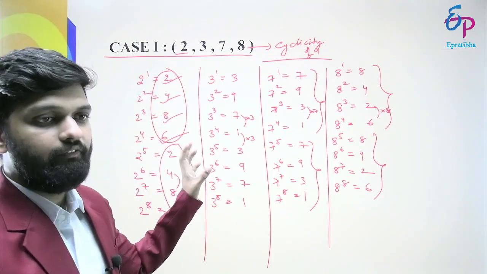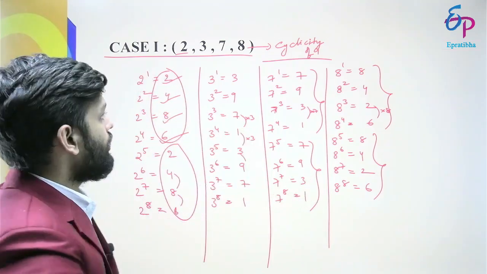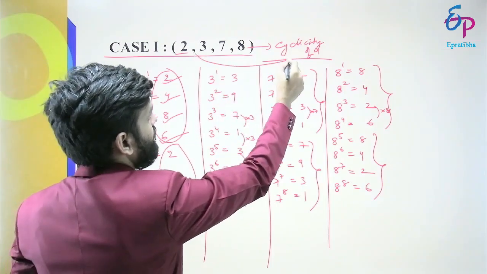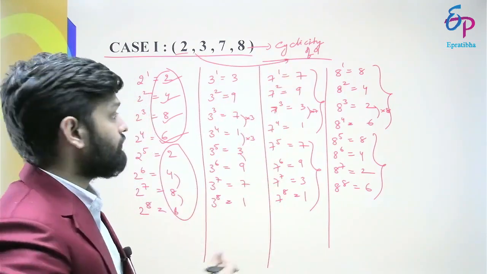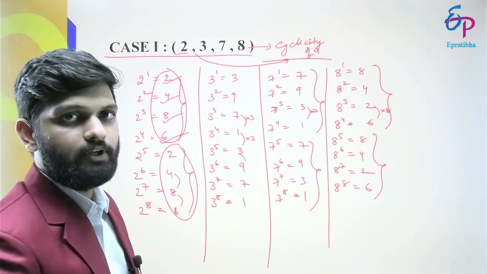So whether it is 2 or 3 or 7 or 8, it is always following the cyclicity of 4. That means all 4 numbers are being repeated at once.